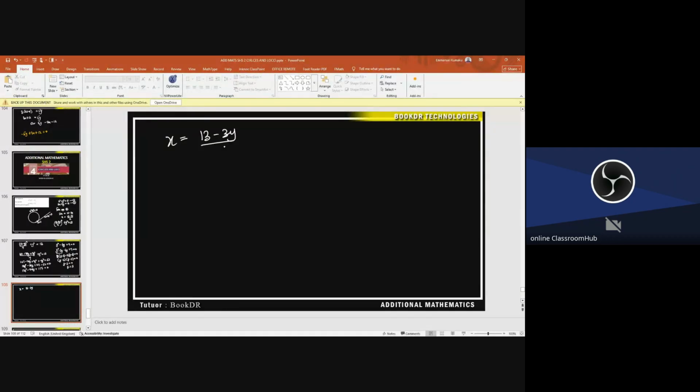13 minus 3y on 2. So we know our y, which is 3. So 13 minus 3 multiplying 3, all on 2. So x will be equal to 13 minus 9, all on 2. So our x will be equal to 4 on 2. So the x coordinate will be 2. So the point of contact is 2, 3.